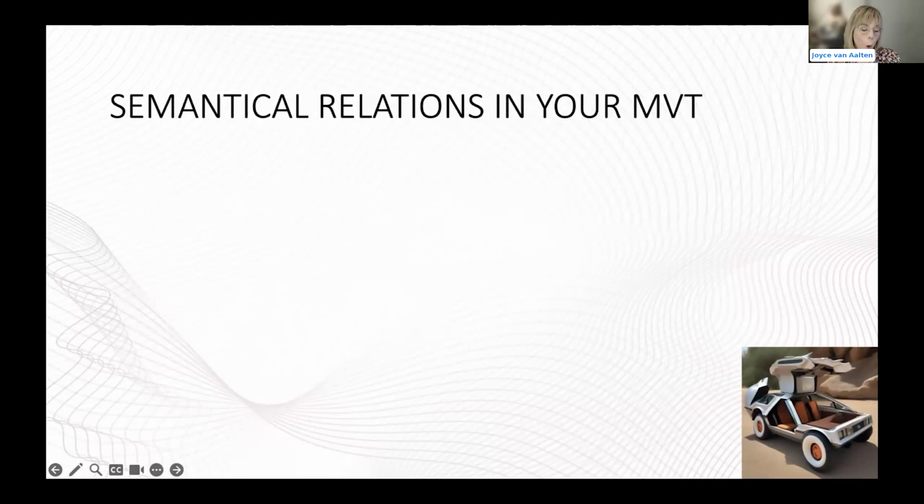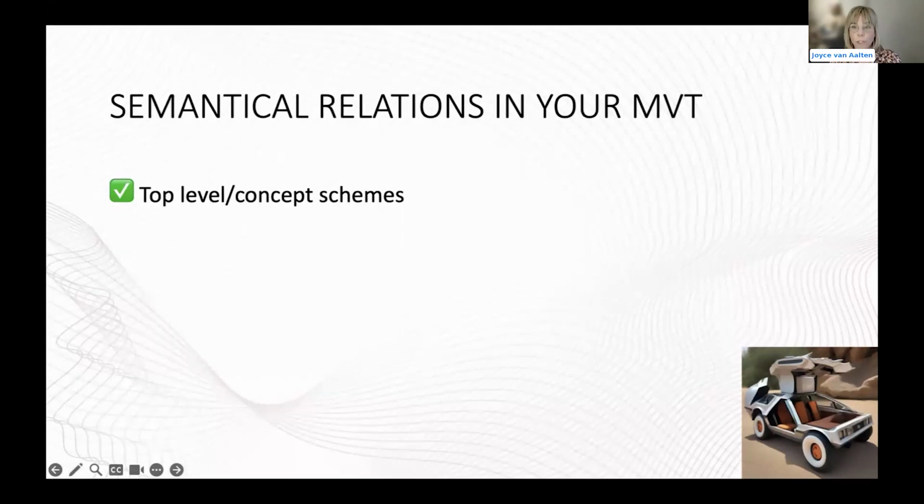Let's discuss what kind of semantic relationships I think should be in your MVT. First of all, definitely have your top levels or concept schemes in there. This is something you have to determine carefully, because I think they're the backbone of your taxonomy. They are the top levels, often translated into facets, either used for metadata fields or in filtering after a search query. When you want your taxonomy to grow into an ontology, they often are going to be the classes in your ontology.